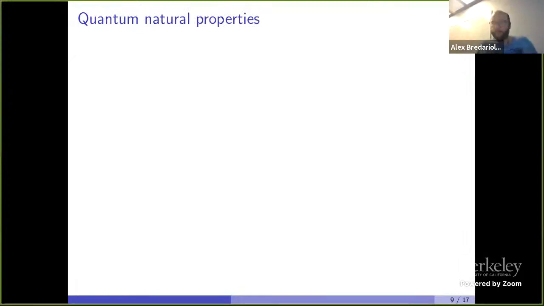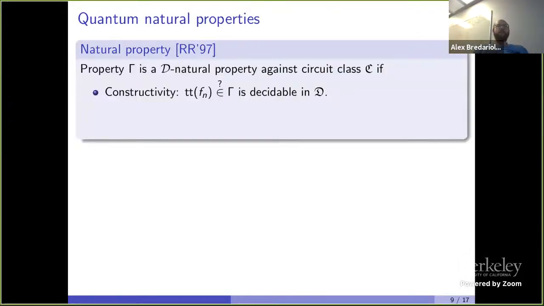So first, let me talk about natural properties. Classical natural properties were introduced by Razborov and Rudich in '97, with the hope of at least finding a barrier to how to prove P versus NP. What they define is that a property gamma is called natural against some circuit class C if it has three properties.